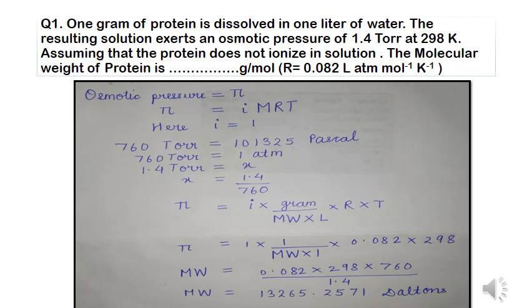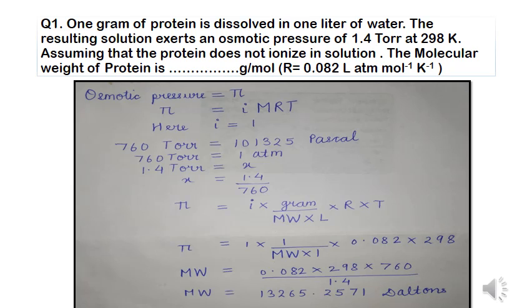Osmotic pressure is the minimum pressure that you must apply to a solution in order to halt the movement of solvent molecules from a lower concentration to a higher concentration. So here i is the van 't Hoff factor, which is equal to 1, because your protein doesn't ionize once it gets into the solution. So osmotic pressure, which is denoted by pi, is equal to i into M into R into T. So i over here is 1, which is a constant, and M is the molarity.